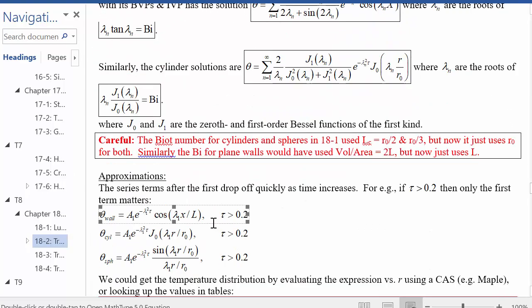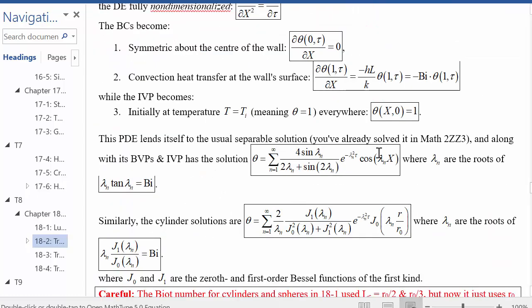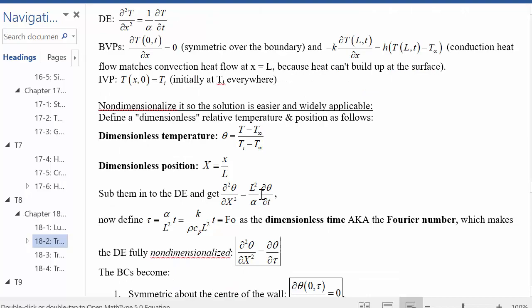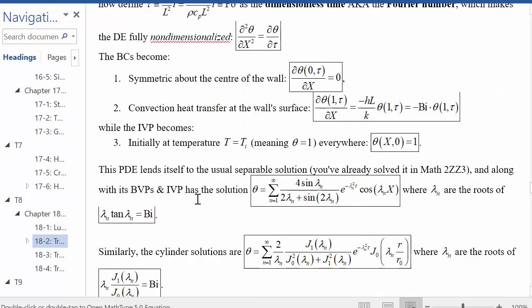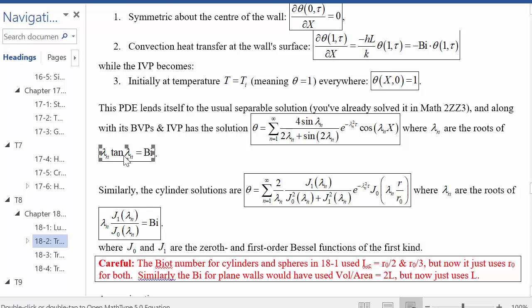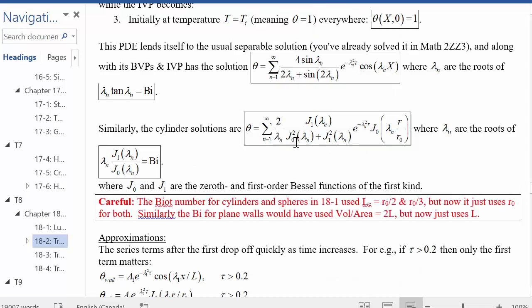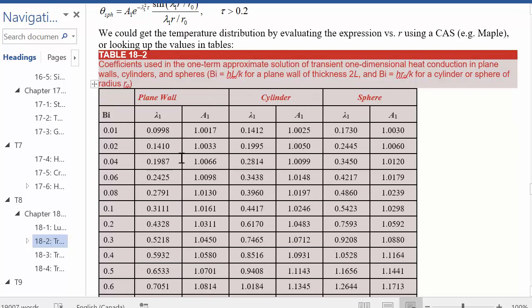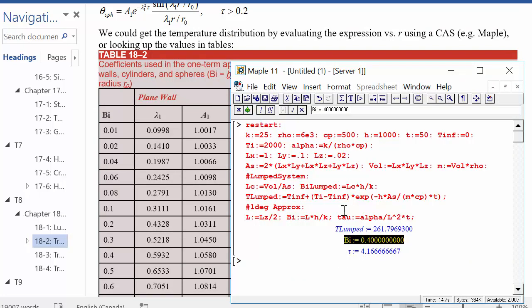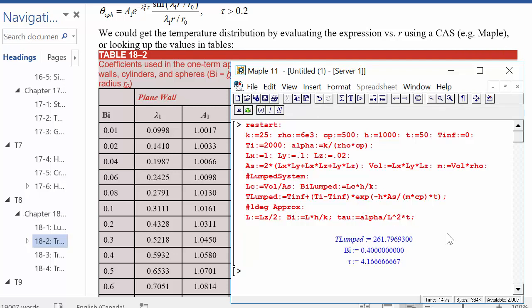If this wasn't a test, then we could just use a computer to solve this implicit equation for lambda numerically, for the lambda that works for the Biot number, and then substitute that in and calculate this coefficient in front. But to save time, we can also use the table. So a Biot number of 0.4 tells us what lambda 1 and A1 should be. So lambda 1 is 0.5932 and A1 is 1.058.